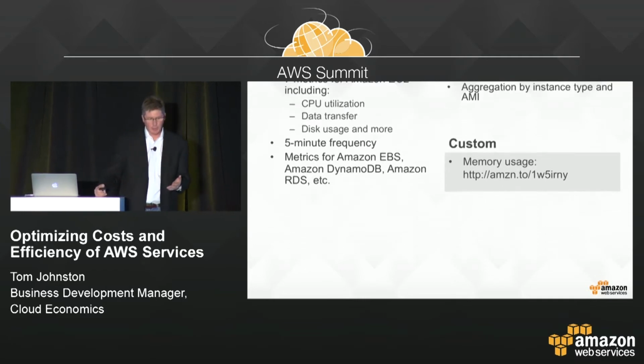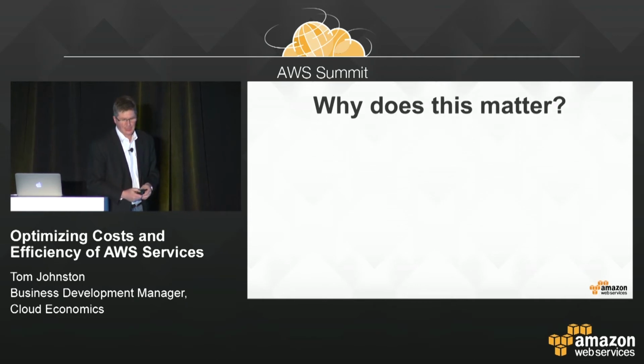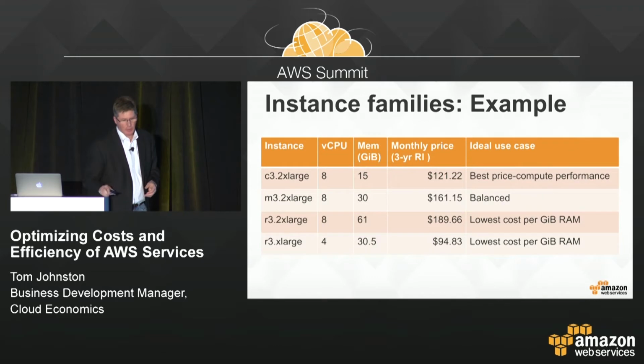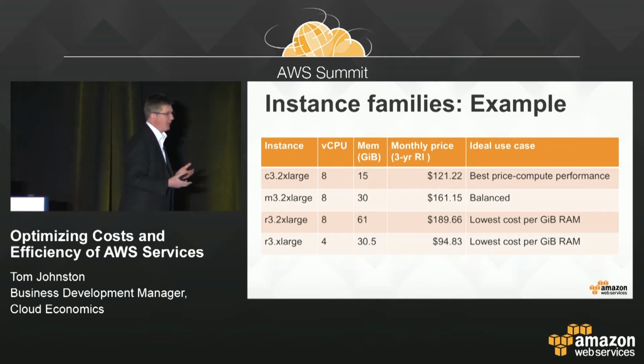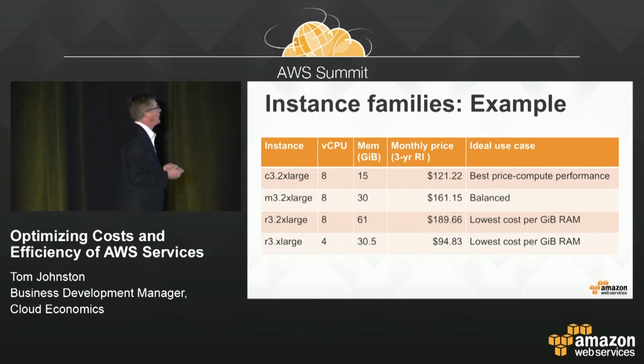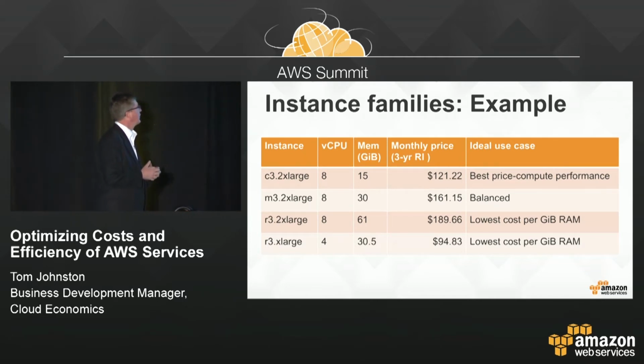So why is this so important? The short answer is different instances cost different amounts. Let's take a quick look. The C3 family, or the C4 now, is the best priced compute performance instance we have out there. And for a C3 2XL, you'll get 8 virtual CPUs and 15 gigabytes of RAM. And it's $121 a month, essentially. An M3 2XL also has 8 virtual CPUs, so the same amount of cores, but twice the memory, and it's about what we call balanced, and it's more expensive.